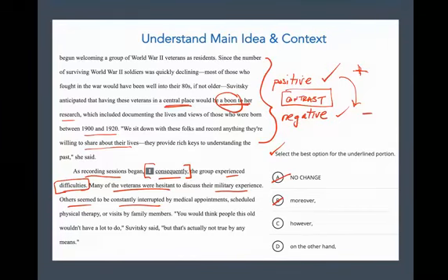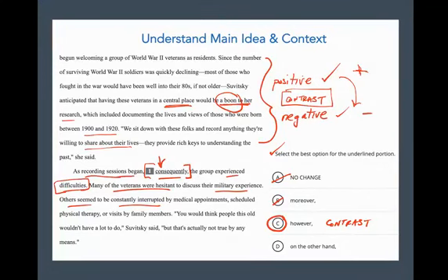Choice C, however. Okay, this is the contrast, right? However, that looks like the right answer. And it looks like we had a good plan to interview the veterans. However, as the sessions began, the group experienced some difficulties.